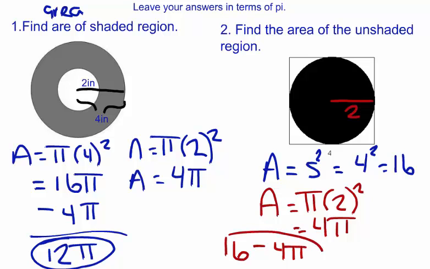You cannot just subtract 16 minus 4 and get 12 pi again, because 16 is not in terms of pi, but if you were going to leave your answers in terms of pi, it would simply be 16 minus 4 pi. So that answer is in terms of pi, and that would be your final answer.